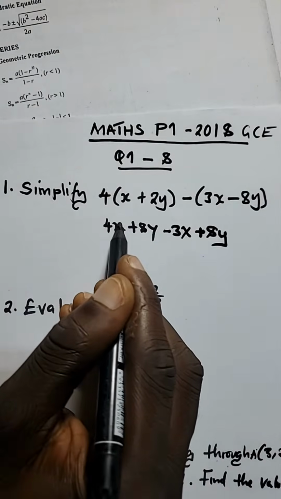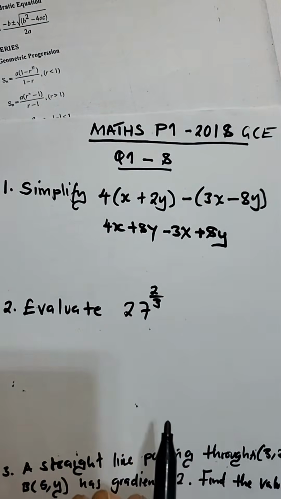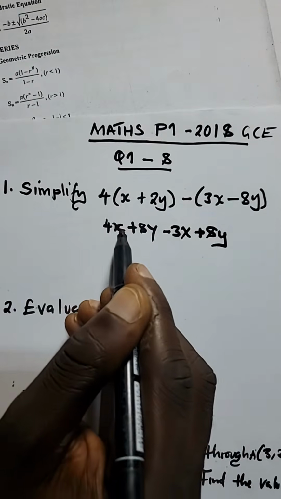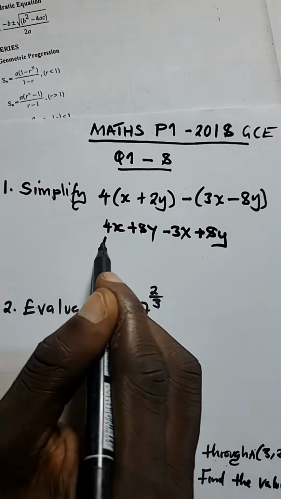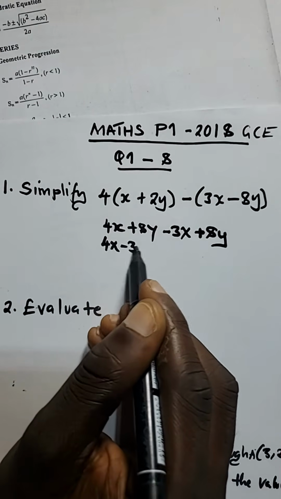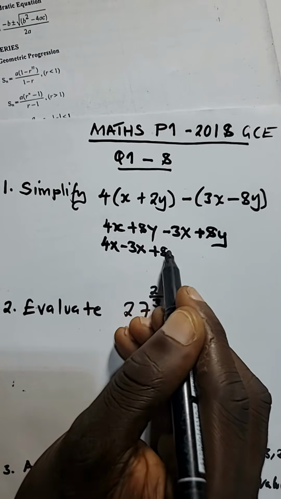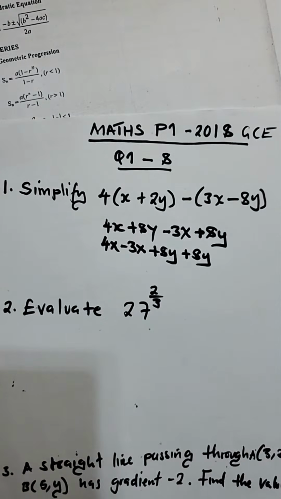So this is 4x and this is 3x. What determines like or unlike terms is the variable or the letter. This x here is the one that will determine the like terms. So this will be 4x minus 3x. Then this one is 8y plus 8y.